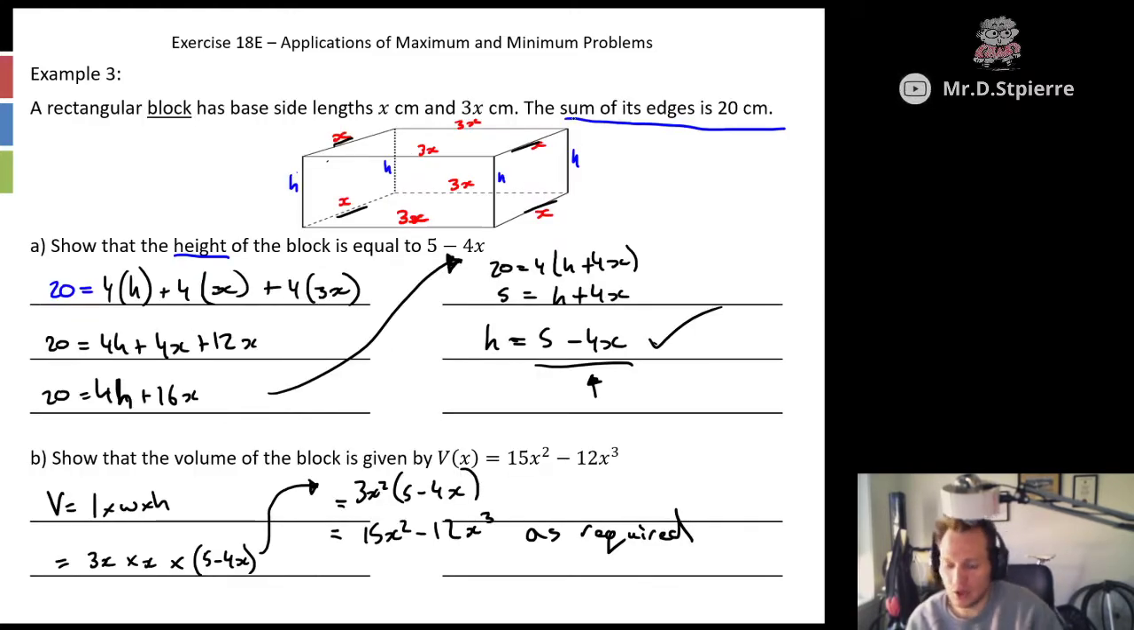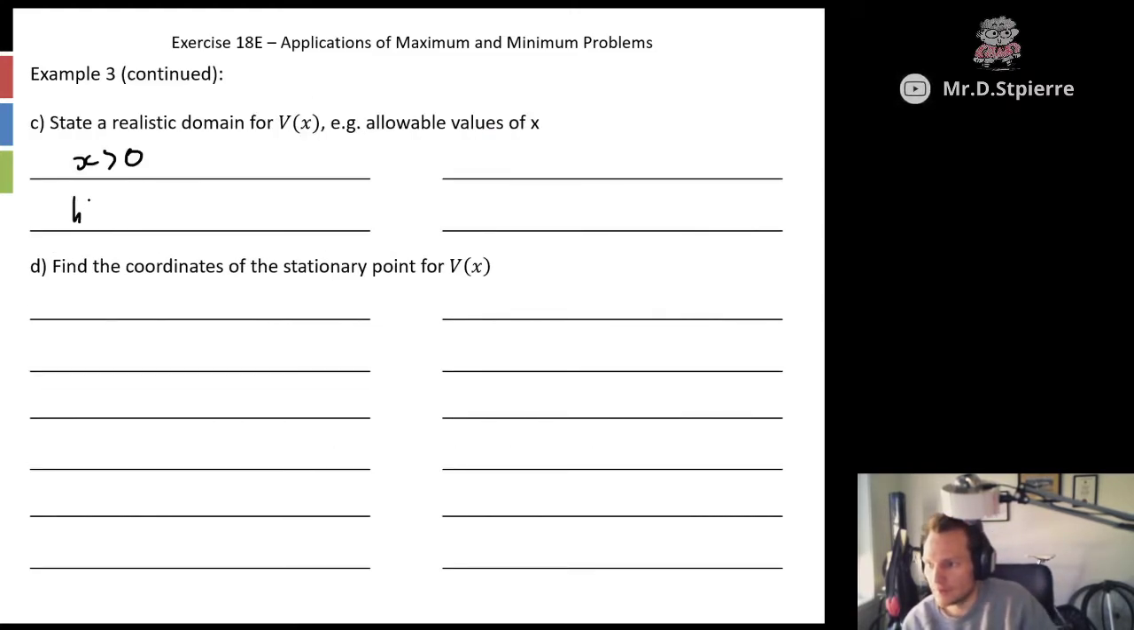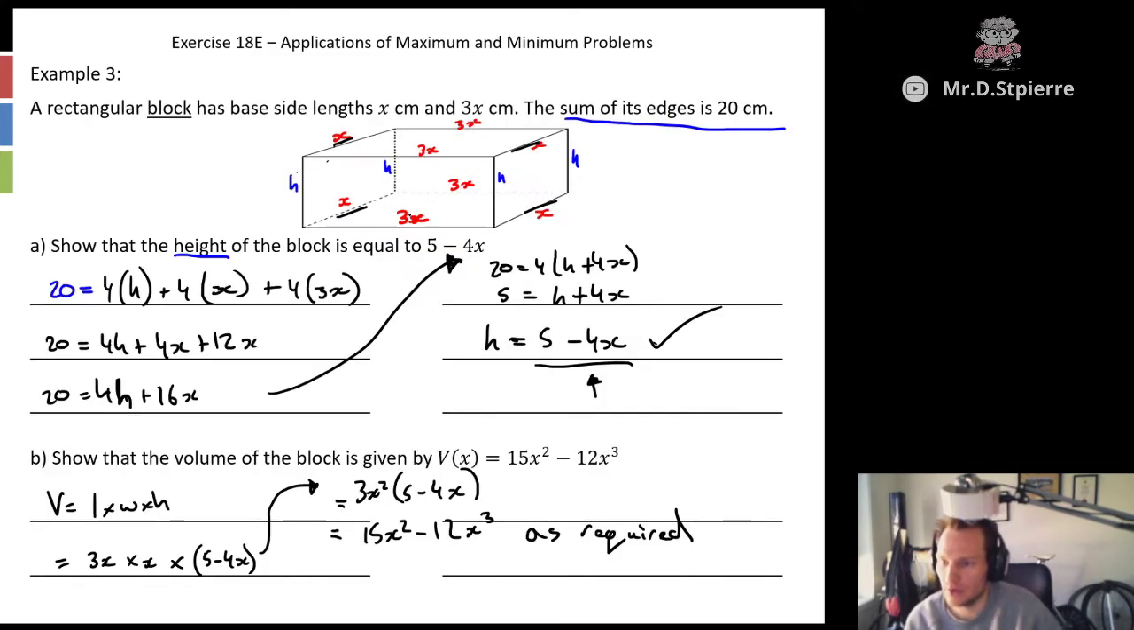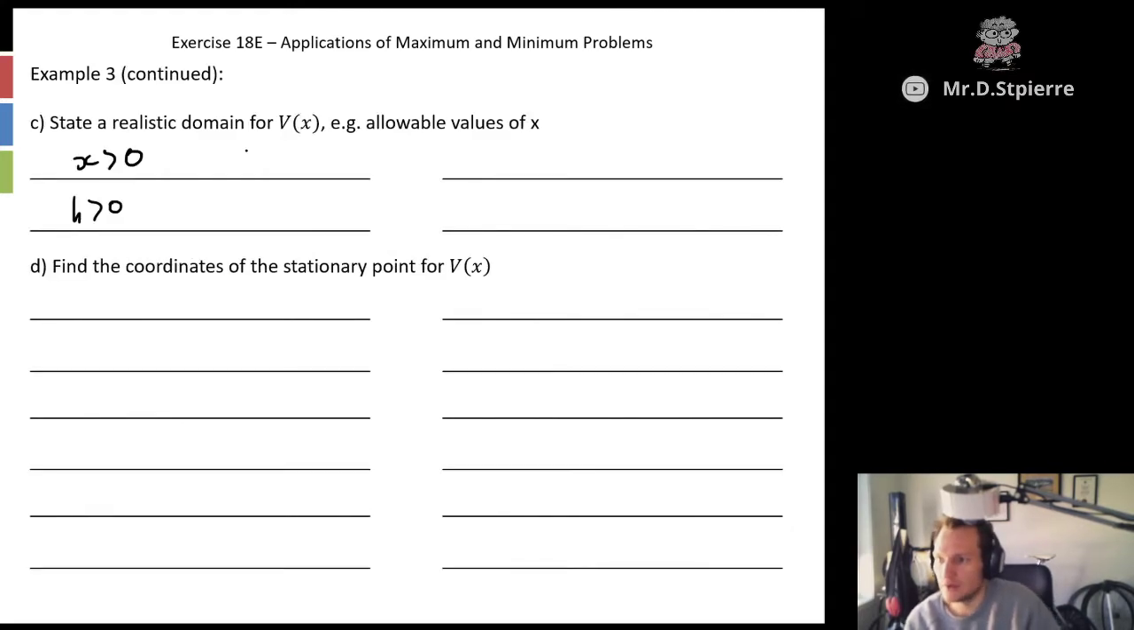We also know the height must be greater than 0, and we also know that 3x must be greater than 0. But 3x greater than 0 tells us nothing new over x must be greater than 0. So we can leave that one out. But all edge lengths must be greater than 0. So height being greater than 0, well, we know from the previous one that height is equal to 5 minus 4x. So we could say 5 minus 4x must be greater than 0, doing a substitution.